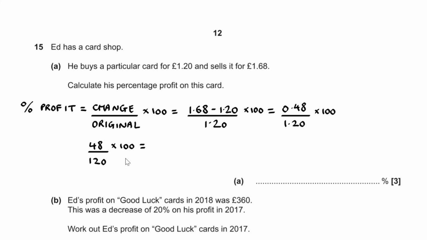Now 48 over 120, if we divide the top and bottom by 24, then what we'd have over here is 2/5. So we've got 2/5 times by 100. What we did over here was divide the top and bottom by 24 to get this amount. So 2/5 times by 100 will just be 40%. So we've got here 40%.